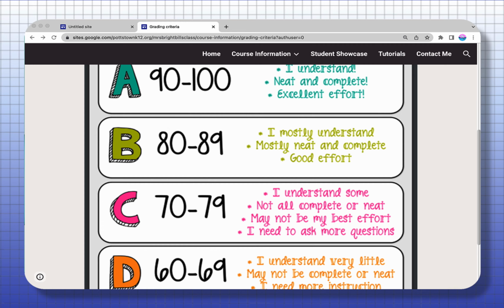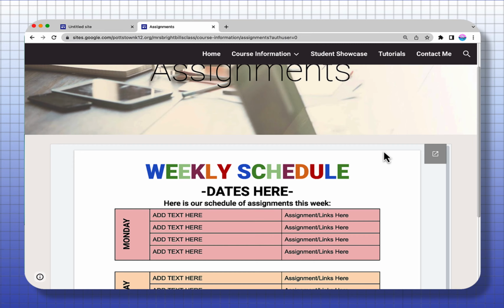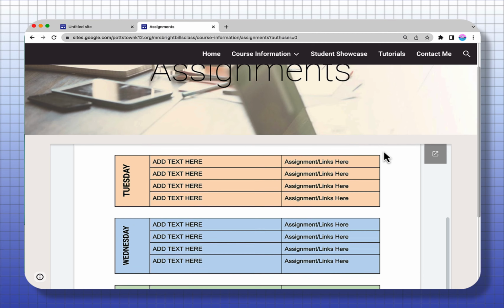A grading criteria connects to your courses, whether it's a numbered system or a lettered system. It's good for the students to know how they're going to be graded. And you can also list out the weekly assignments, what's going to happen each day of the week.